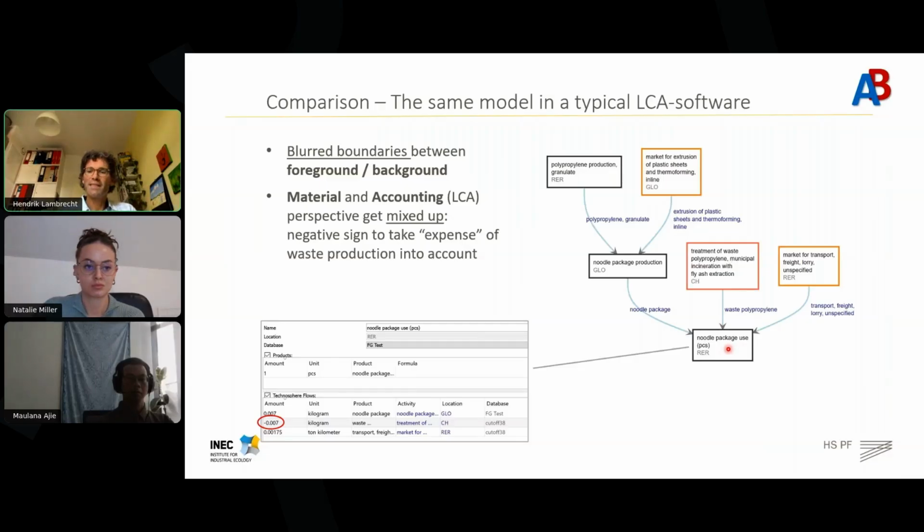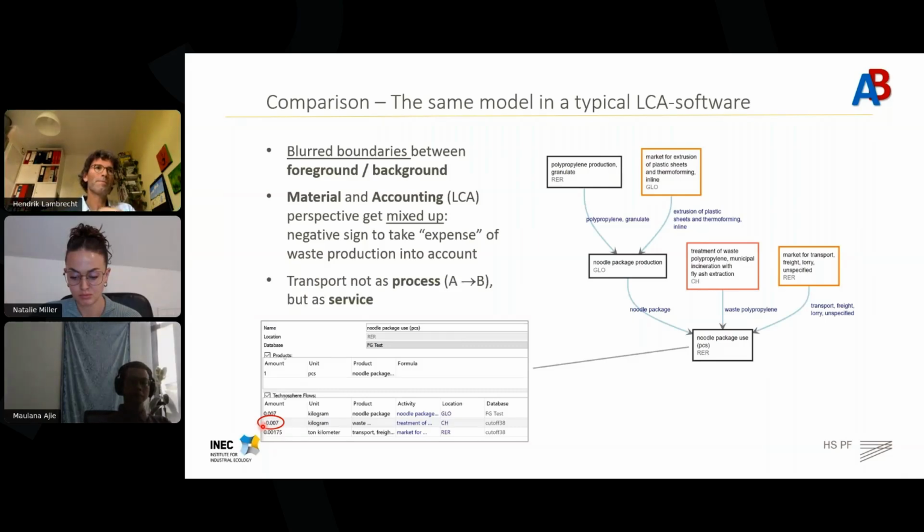And then there are sometimes strange things that happen. For example, you have in those software negative signs, which should take into account this good and bad property, but they are not doing it explicitly. And so in most cases for students, it's rather confusing.